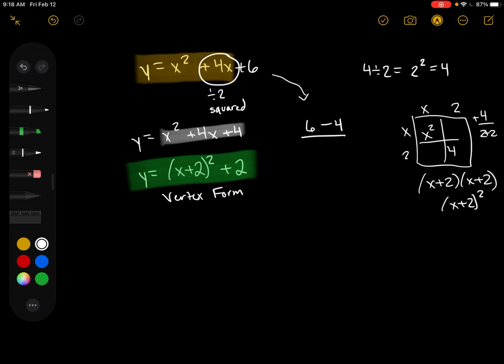Now, a thing that I want to say is once you get to that step that's highlighted in white, the x squared, 4x, and 4, if you can see that that is x plus 2 all squared, you do not need to show the box for that. Basically, our goal of doing this is to get x plus 2 all squared, or to get something squared, because that's the only way that we can get this into vertex form.